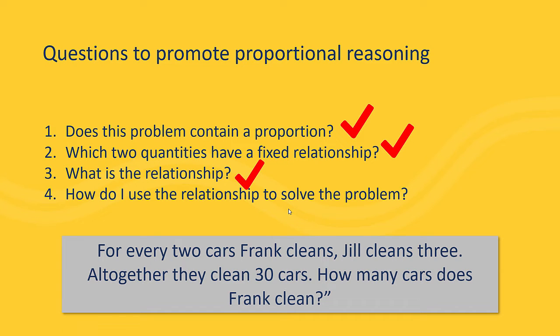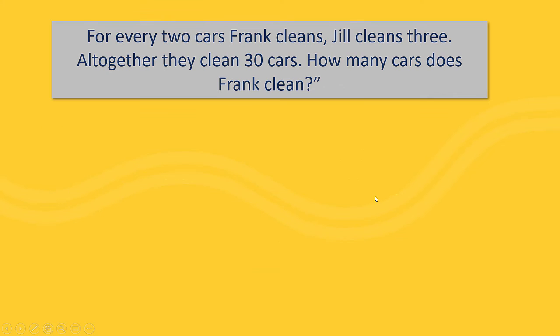So that's usually what we rush to straight away. But let's get some success. You've answered those 3. Well done. Now, how do we use a 2 to 3 ratio to figure this thing out? We know that altogether, the 2 of them clean 30 cars, and we want to know how many cars does Frank clean. So if we work out how many Jill cleans, it'll still tell us Frank's number and so on. So let's have a look at a couple of options.